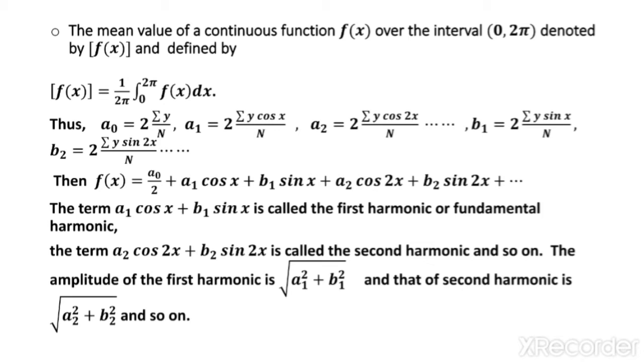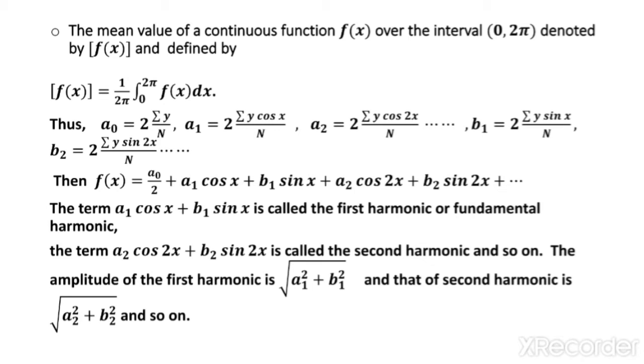Now, if you want to calculate the amplitude of the first harmonic, you have to make use of the formula root of a1 square plus b1 square. And if you need the second harmonic, you have to calculate root of a2 square plus b2 square, and so on.